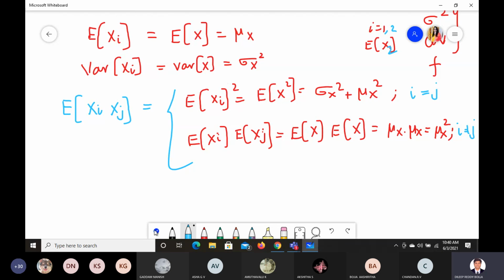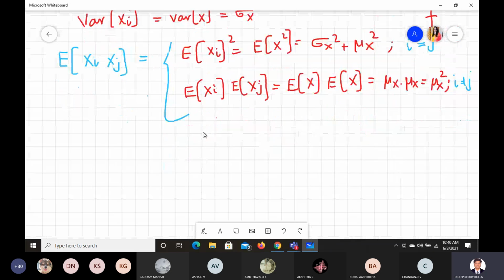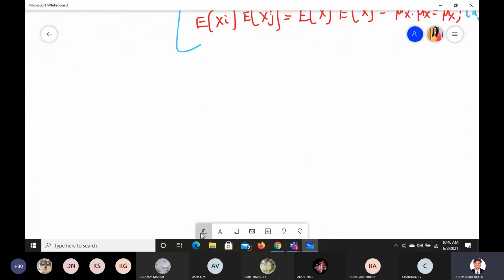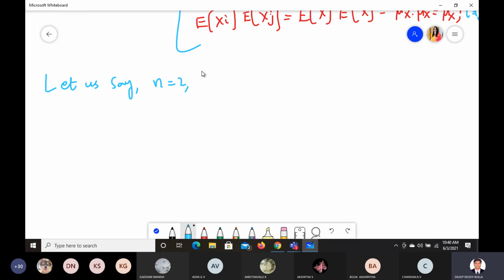Okay, and let us assume something now. Let us assume some value of n. Let us say this n value is 2. Then what do we get? We write Wn. Wn is what? W2. How to find that? Summation i equals 1 to n, n is 2, of xi. So this is what it is.